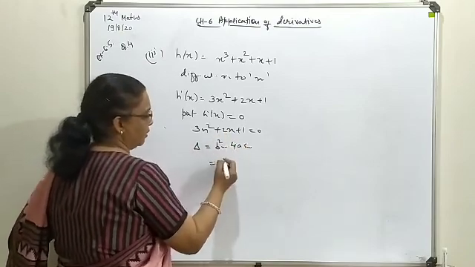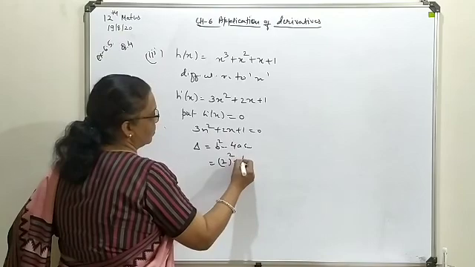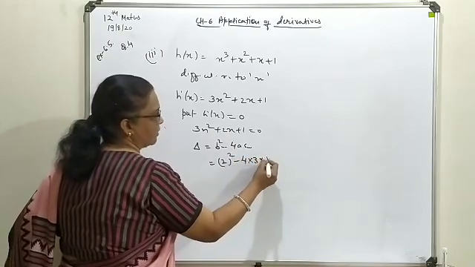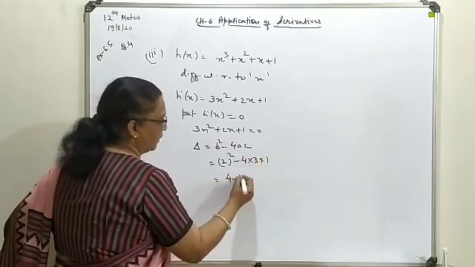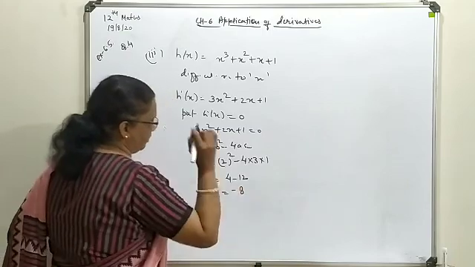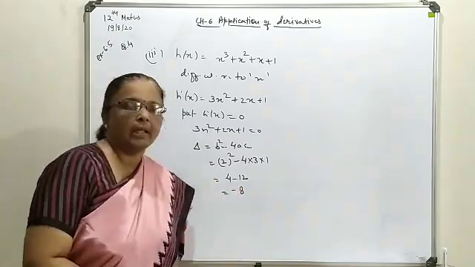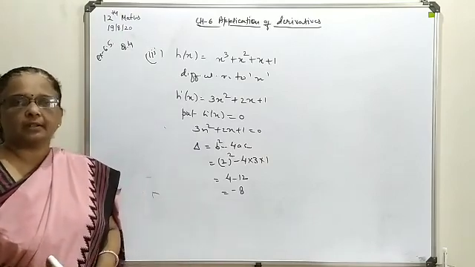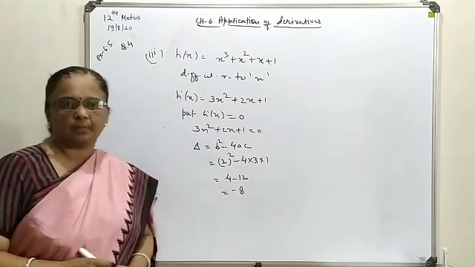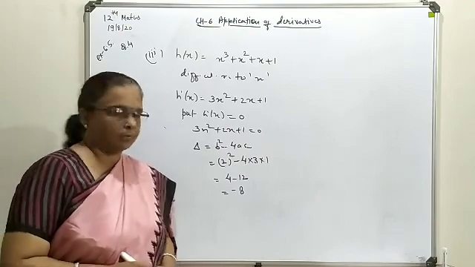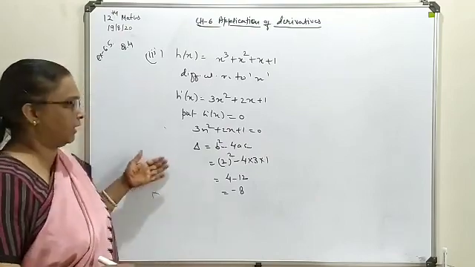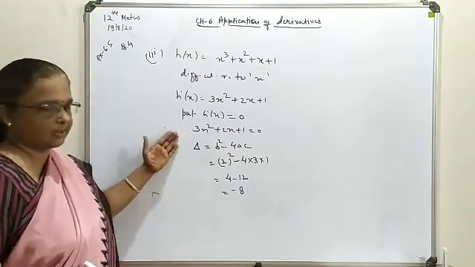So b means 2 minus 4, a means 3 and c is 1. This is 4 minus 12, which means minus 8. So here you can see your delta is coming with a negative quantity, and when your delta is negative, normally the roots come in imaginary form, so that we define in terms of x.